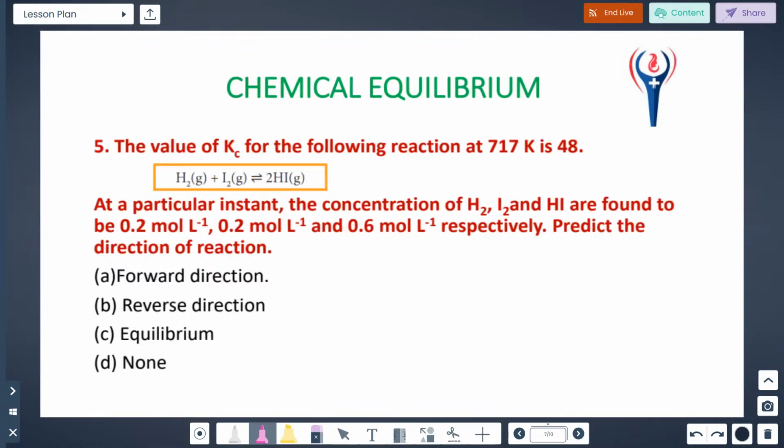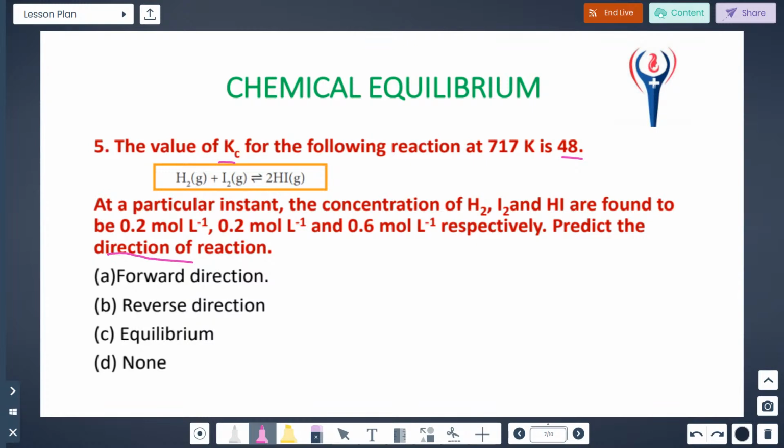Okay. They are given what? Kc value is given. Kc is what? 48. Understood? Then one equation is given. In this equation, the concentrations are also given. Predict the direction of the reaction. So how to find out?